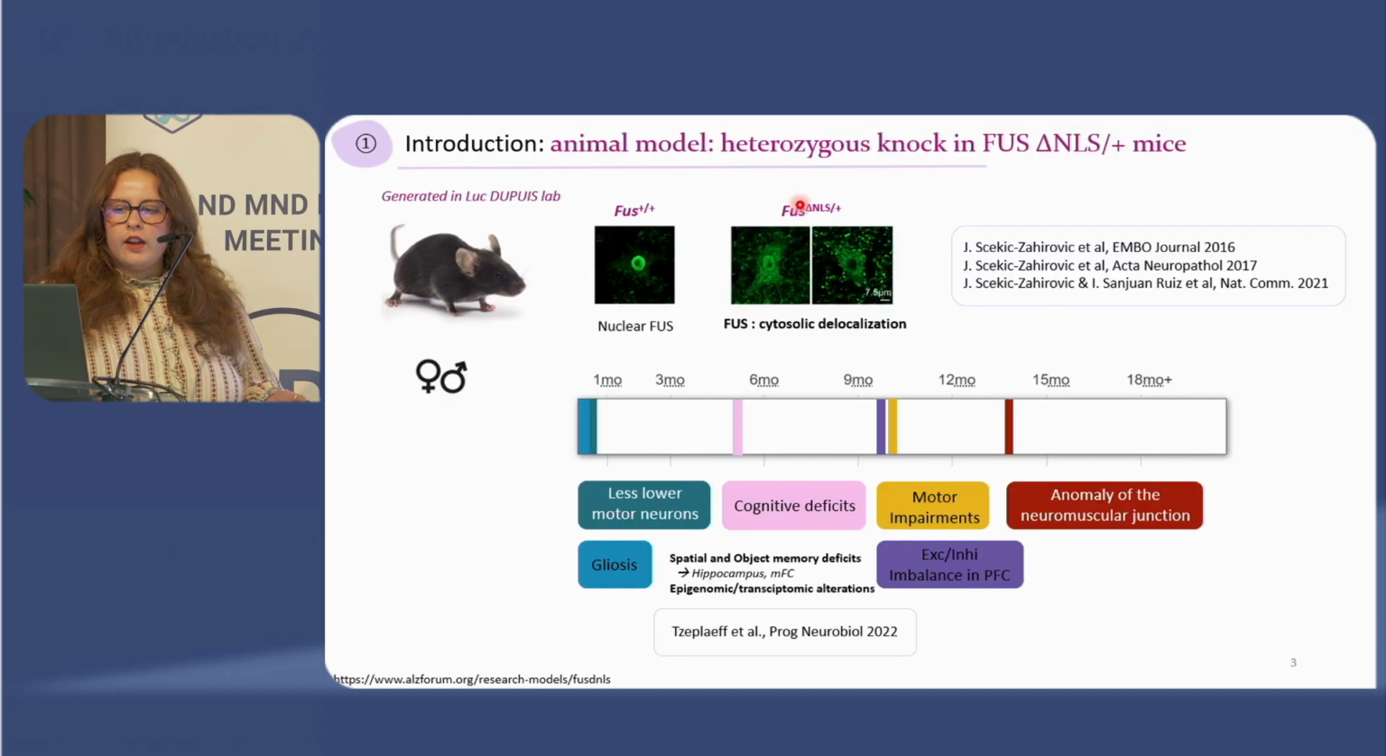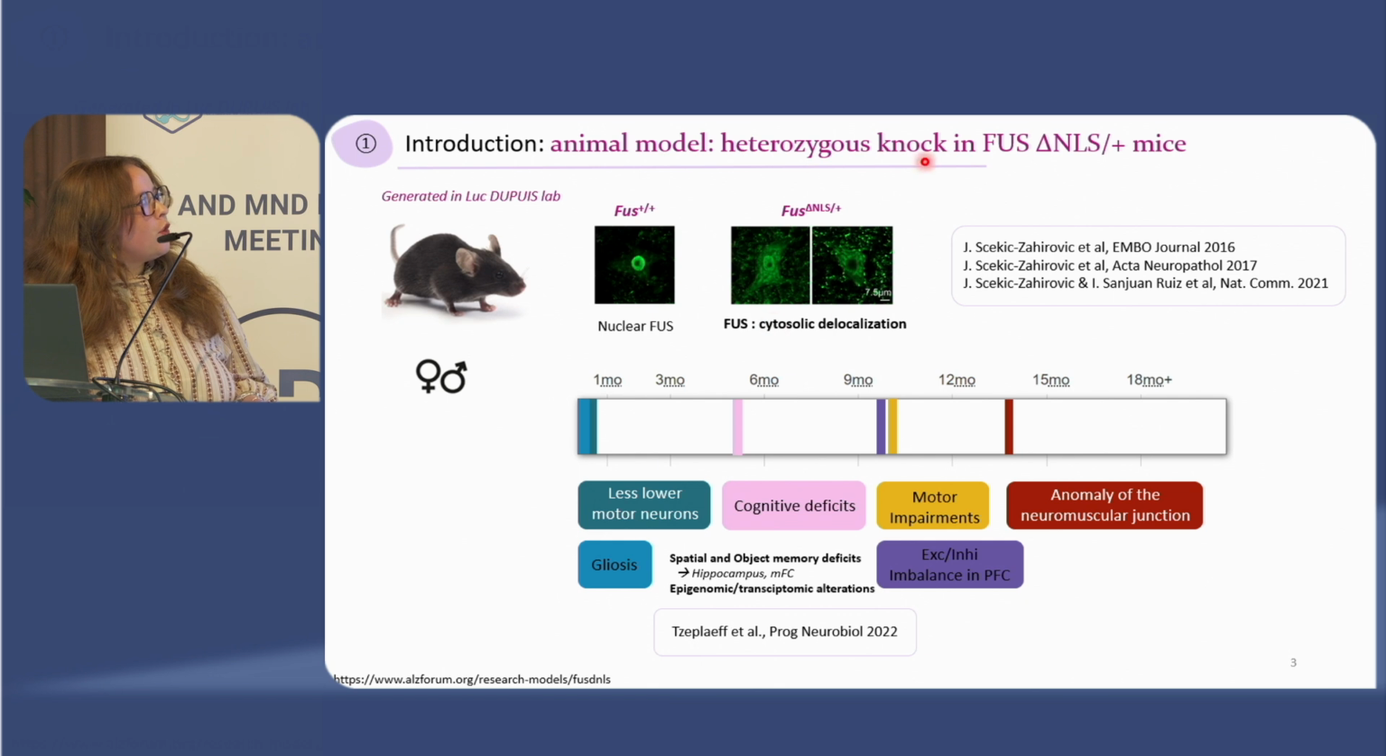We have a heterozygous knock-in FUS delta NLS mouse model, where the NLS is truncated. Normally FUS is expressed in the nucleus, but when the NLS is truncated, we have a mislocalization into the cytoplasm. This progressive model shows gliosis at 1 month, cognitive deficits that were highlighted in our lab by spatial and memory tests, as well as epigenomic and transcriptomic alterations. At 10 months, they show motor impairments, and at 13 months, anomalies of the neuromuscular junction.